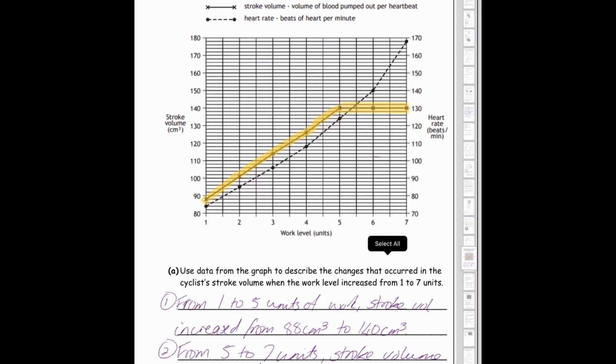So for 1 mark, you would say from 1 to 5 units of work, stroke volume increased from 88 cubic centimetres to 140 cubic centimetres. And then the second part is when the stroke volume remains constant. So we would say from 5 to 7 units, stroke volume remains at 140 cubic centimetres. Okay.